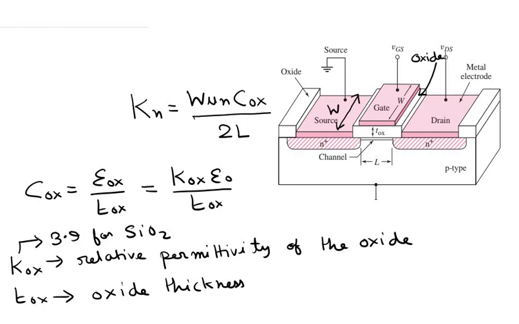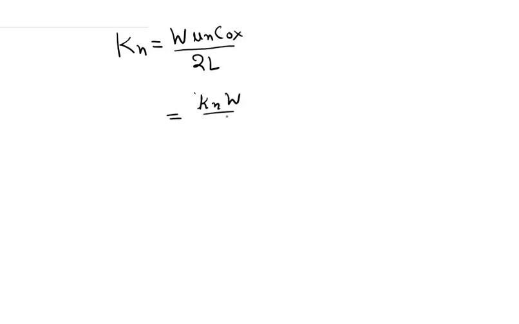Now this capital Kn, as I told earlier, is written as W mu n Cox divided by 2L. Now mu n Cox is written as small kn. So this gives me small kn W divided by 2L, where this small kn is basically mu n times Cox. Mu n is the mobility of the electrons induced in the channel, or induced in the inversion layer, and Cox is the oxide capacitance per unit area.